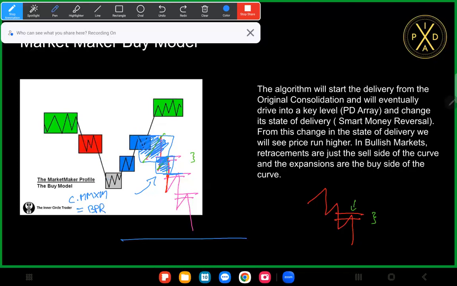And one of the ways, or the best way, to leave a balanced price range is with speed. And because we're bearish, we should want to leave with speed, and then we should want to come back up and rebalance, and then we keep going lower until our draw on liquidity is met, right? So that's how these market maker models form, within the context of a trending market.